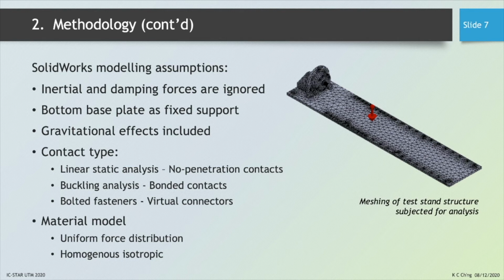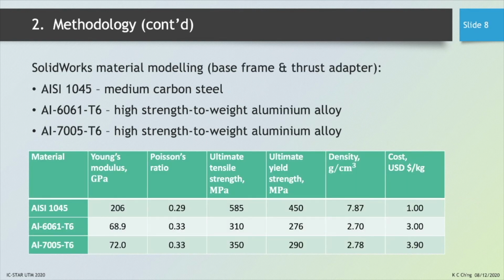Next is the material modeling for the base frame and the truss adapter. From here, we can see that three materials are chosen for the test frame. The AISI 1045 is a medium carbon steel, while the 6061 and the 7005 are aluminum alloys with high strength to weight ratio. The only difference is that the 7005 aluminum alloy is slightly better in performance.